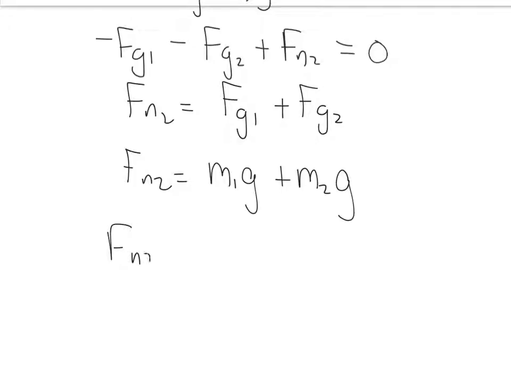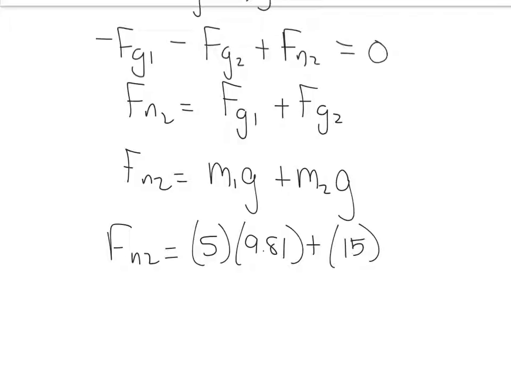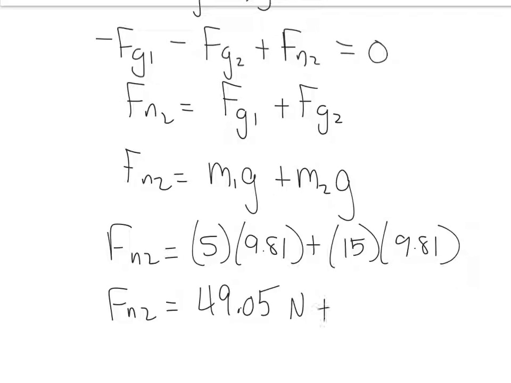Okay, so Fn2, the force from the table, is going to be the mass of the first object, which was 5, times 9.81, plus the mass of the second object, which was 15, times 9.81. So we're simply adding together the weights of both objects. So I've got 49.05, which was the first mass. That's this right here. Or the first weight, I should say, weight. Plus the weight of the second object.